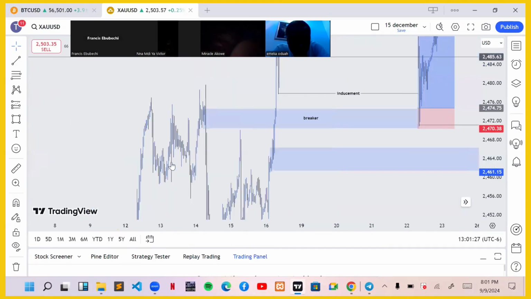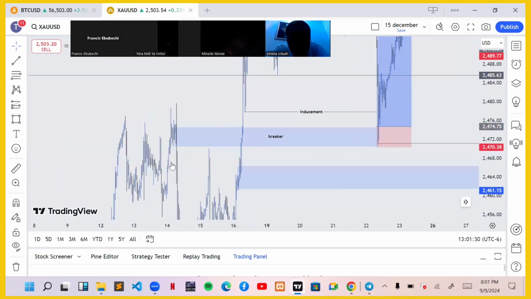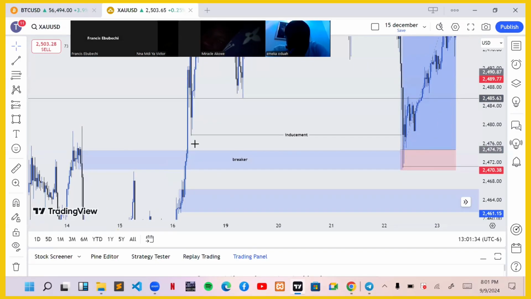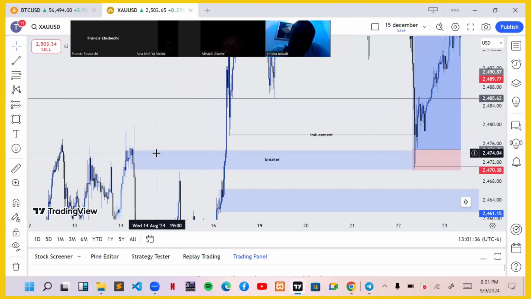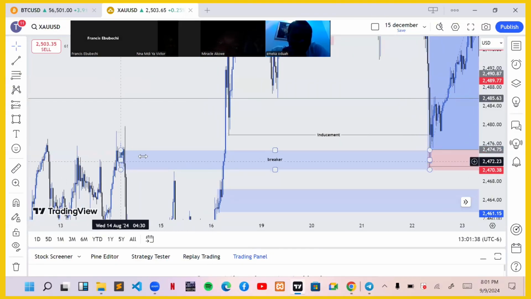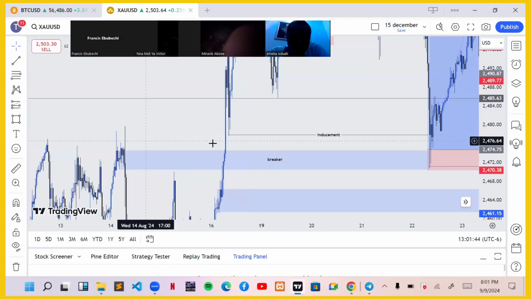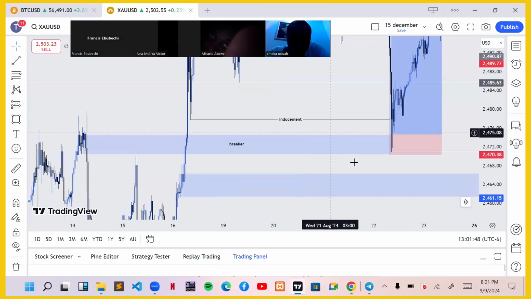Now, what you're paying attention to is the first pullback that the market makes. The market broke out of this zone, and this is the first pullback here, the inducement. If you pay attention, the inducement did not mitigate this breaker block. After the break of structure, the market made the first pullback, which is the inducement, but it did not mitigate the breaker. That's why I used the breaker as my buy entry.